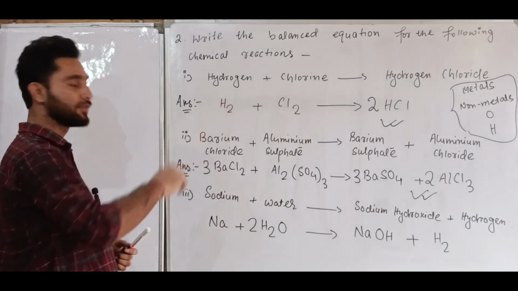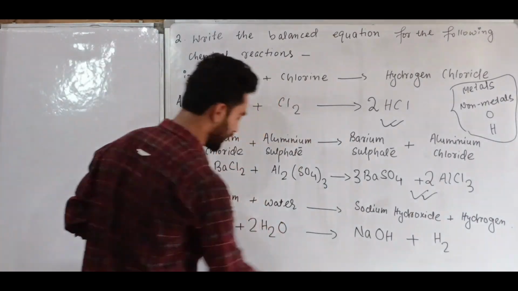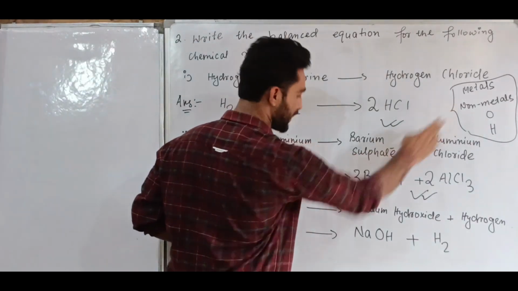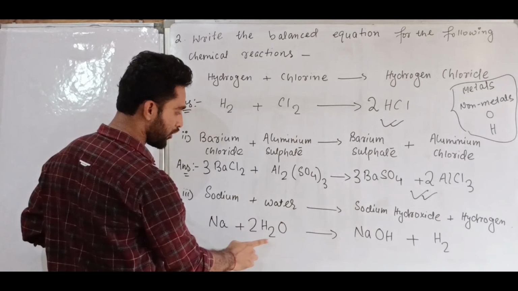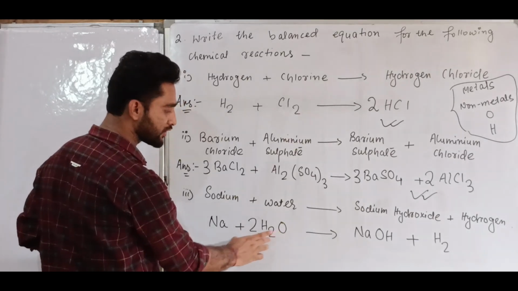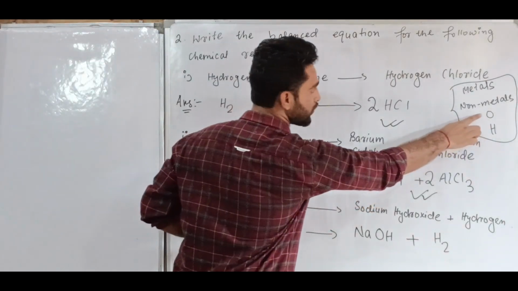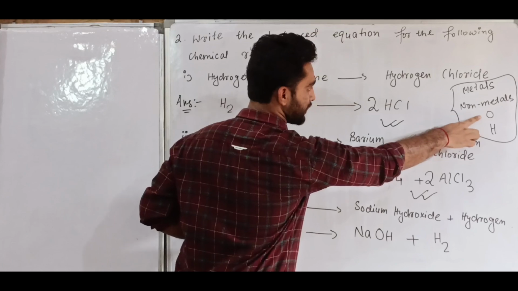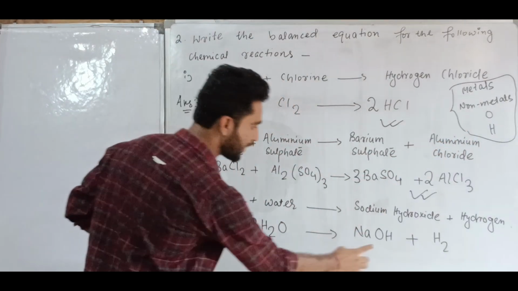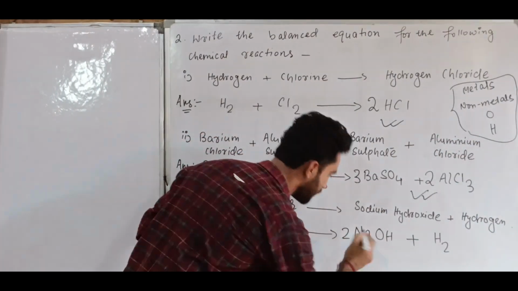Okay, now again start from the beginning. Sodium 1, sodium 1. Now you see non-metals are not there. Non-metals other than oxygen and hydrogen are not there. So oxygen, try to balance at the second last. So here oxygen how many? 2. Here oxygen how many? 1. So put 2 here.